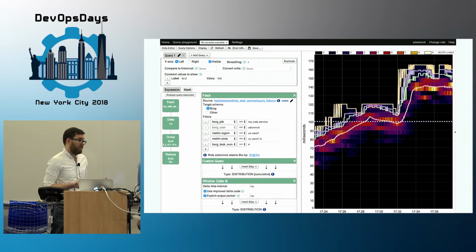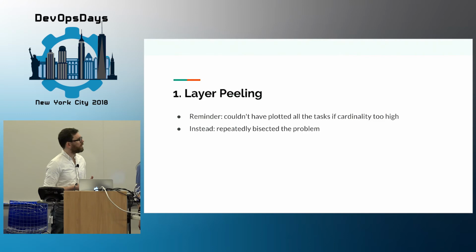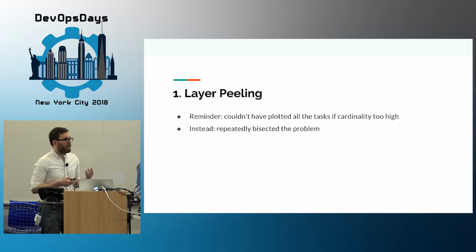So the mitigation here is just, we're going to kill that replica straight away. We're not even going to go any further. We're just going to kill it and hope everything goes back to normal. And that's the end of that first strategy layer peeling.